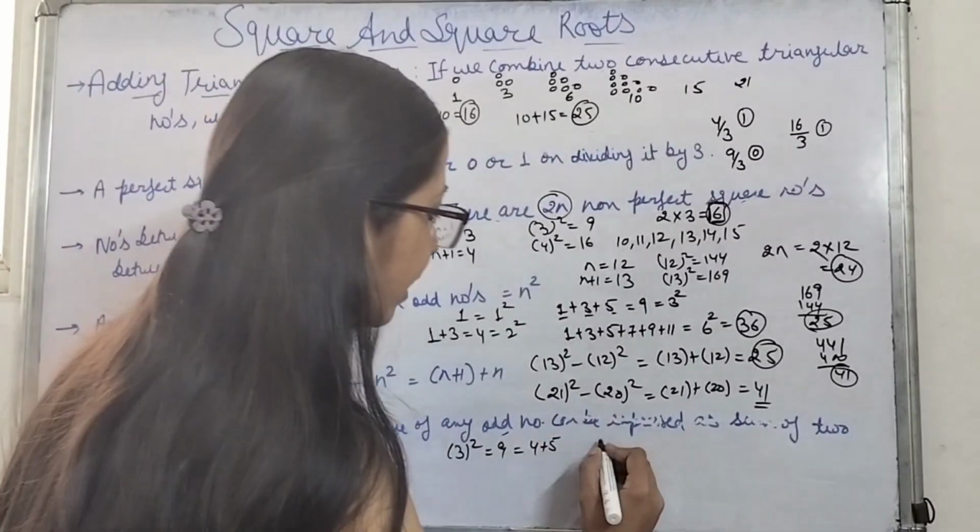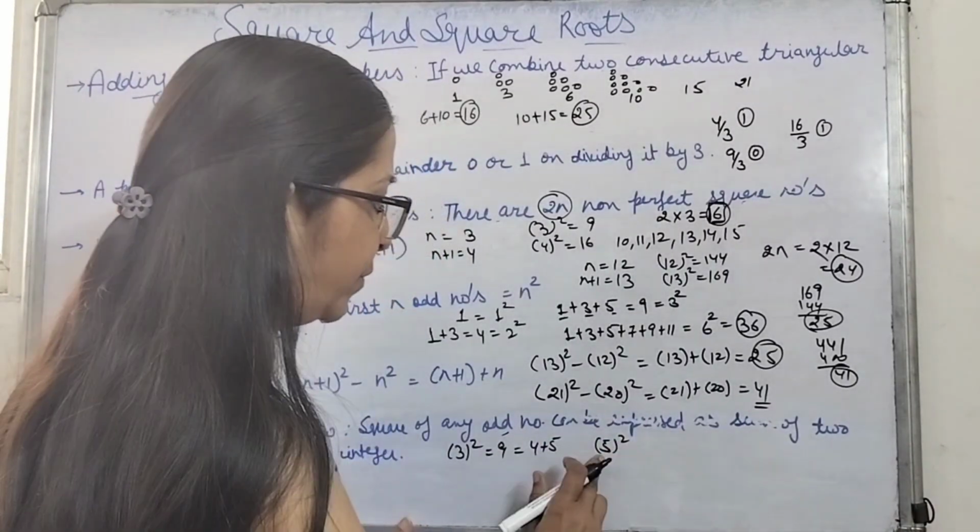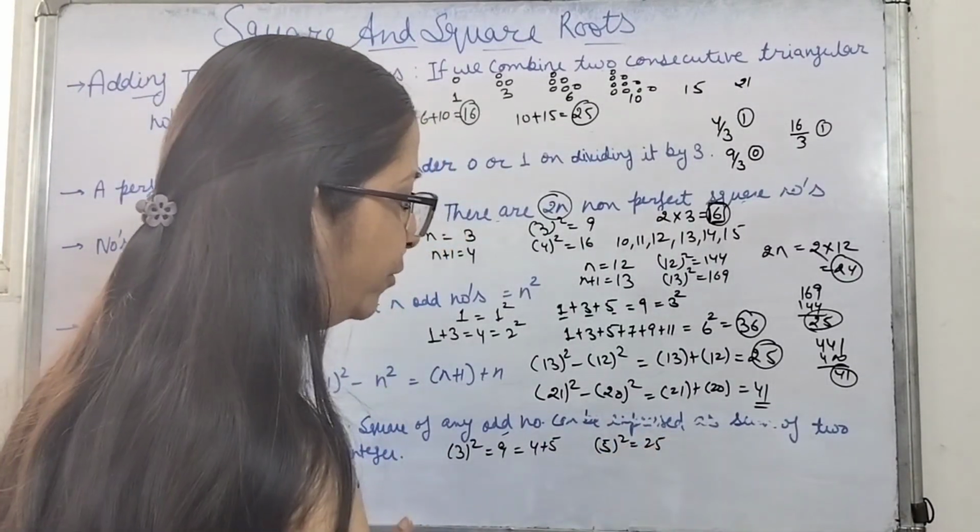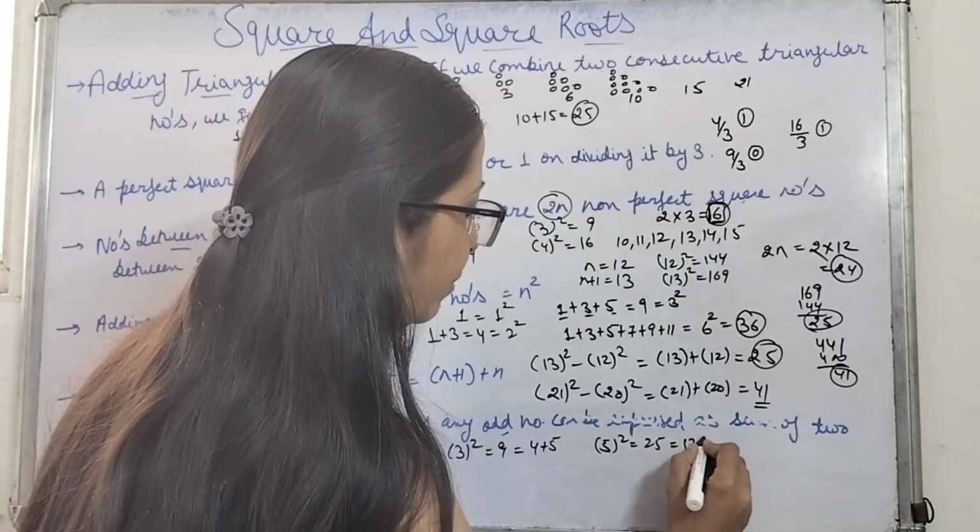Similarly, if instead of 3 we take 5, 5 is also an odd number. So the square of 5 is 25, and 25 can be written as 12 plus 13.